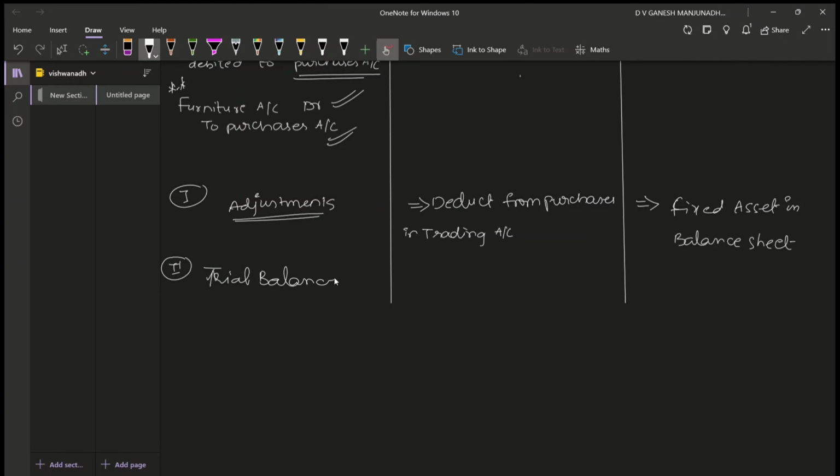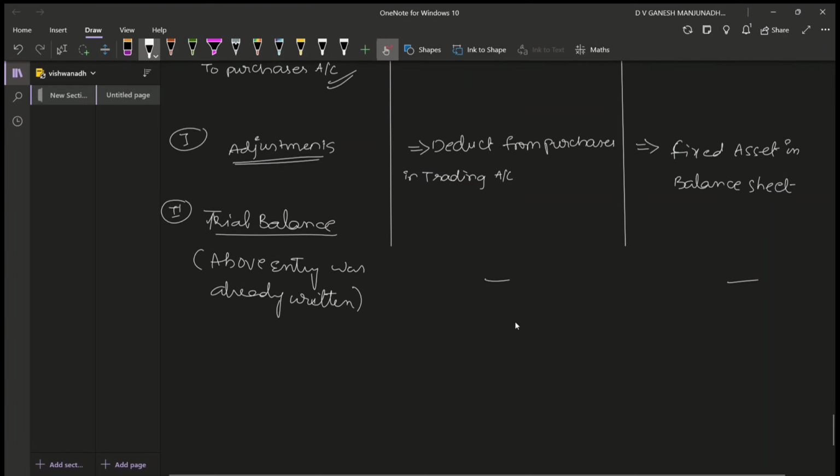In trial balance, the above entry was already incorporated. The above entry was already written. Then there would be no adjustments regarding trading and P&L account.